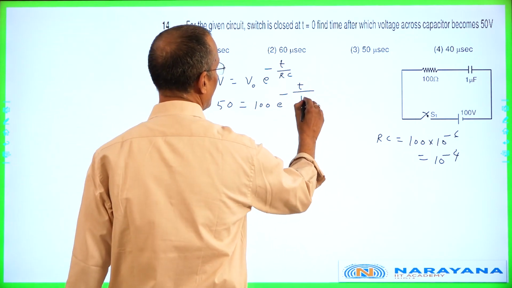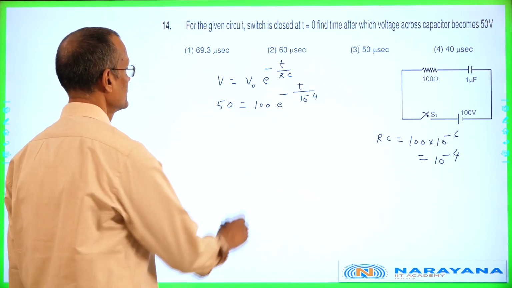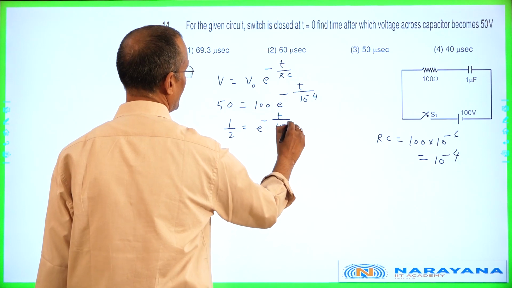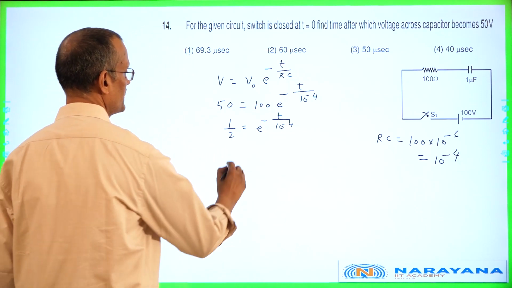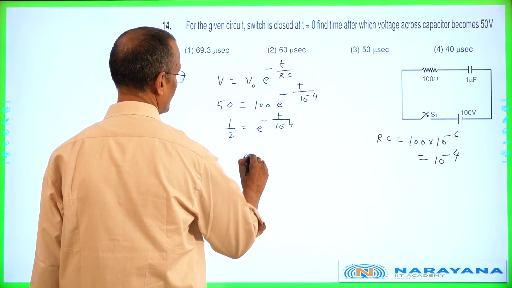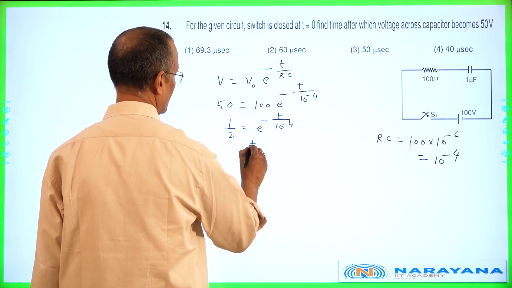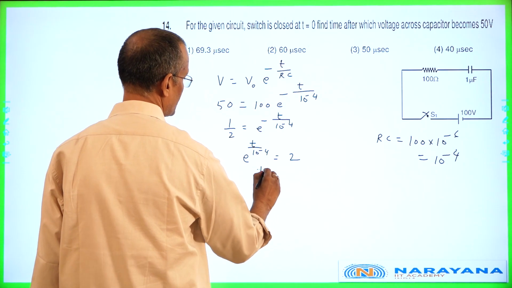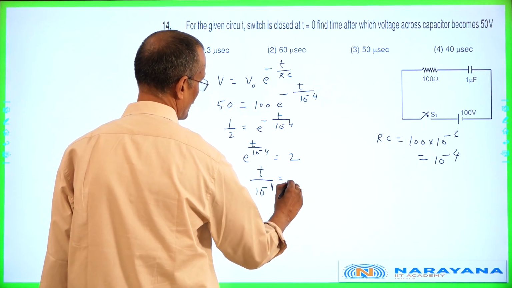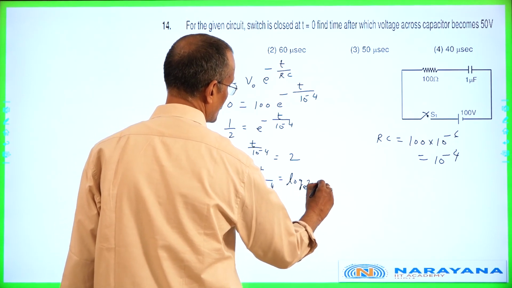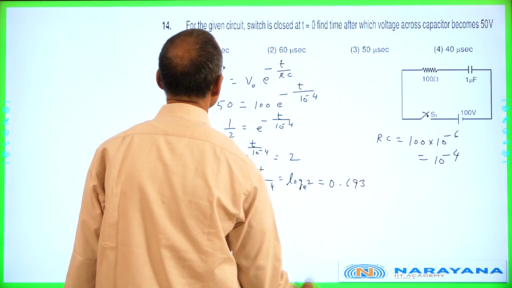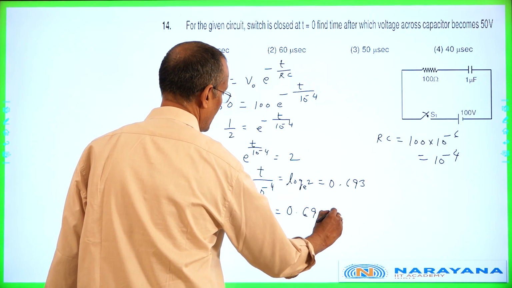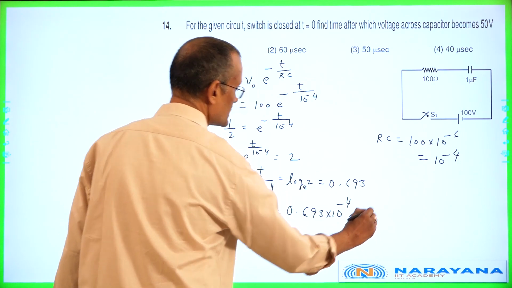So, it is 10 to the power minus 4. This is 1 by 2, e to the power minus t by 10 to the power minus 4. It means that you have e to the power t by 10 to the power minus 4 is 2, so t by 10 to the power minus 4 equals log base e 2, which is 0.693. So, t will become 0.693 into 10 to the power minus 4 second.